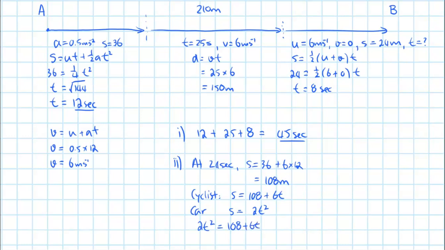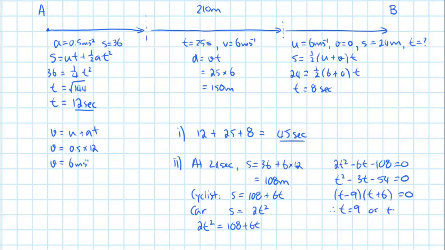All right, we can rearrange that into 2t squared minus 6t minus 108 equals 0. Divide everything by 2, we'll get t squared minus 3t minus 54 equals 0. What multiplies to negative 54 and adds to negative 3? Minus 9 and plus 6. Therefore, the time is 9 or the time is negative 6.